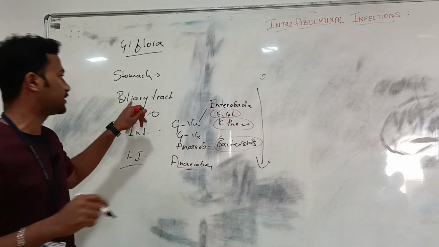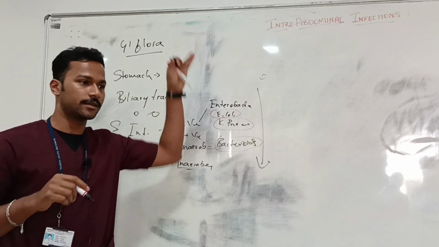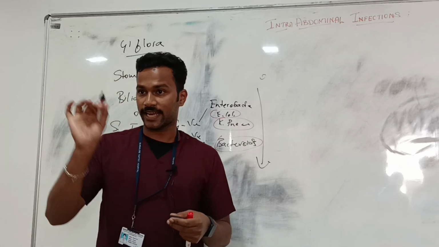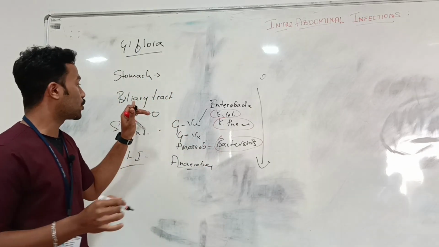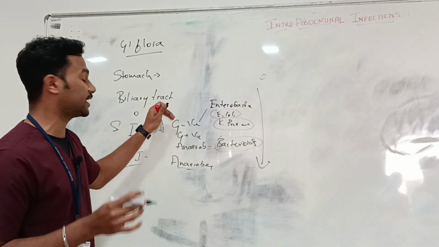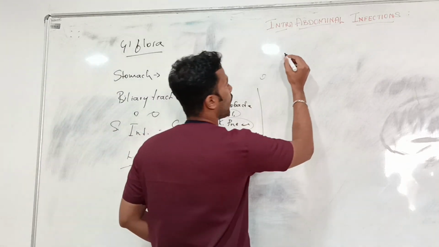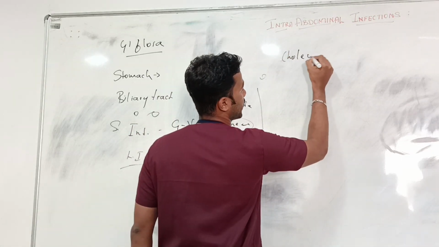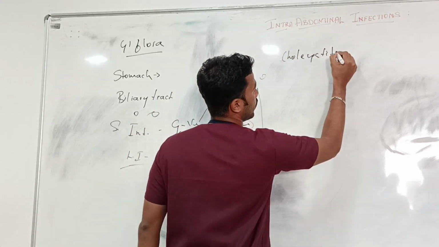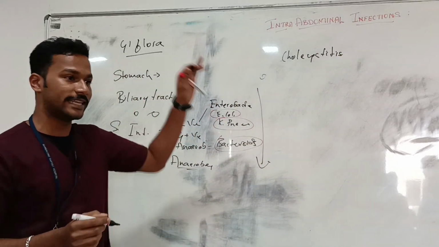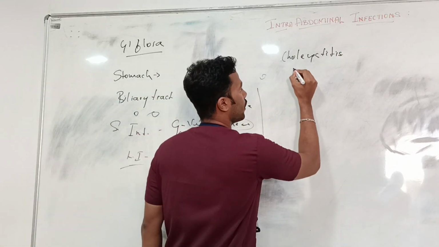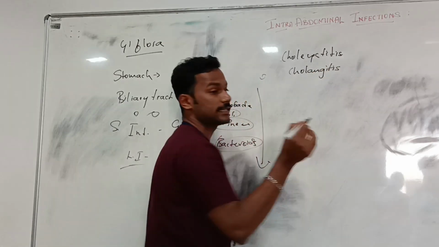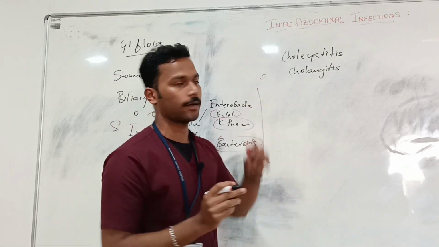See, you see the biliary tract. The gallbladder is present in the biliary tract system, where the bile flows from the liver to the intestine. That is very sterile. So the inflammation present in the biliary tract: gallbladder inflammation is cholecystitis, and inflammation of the biliary tract is called cholangitis. These are two intra-abdominal infections.